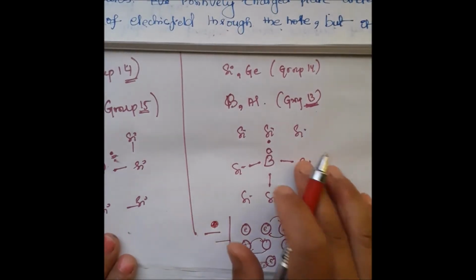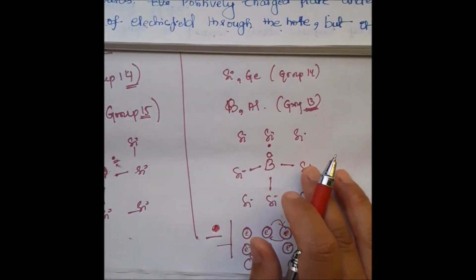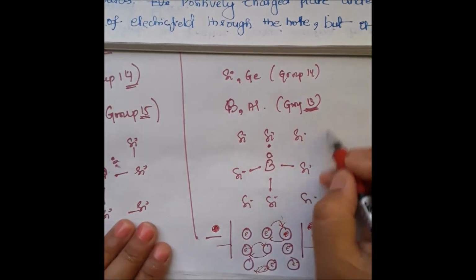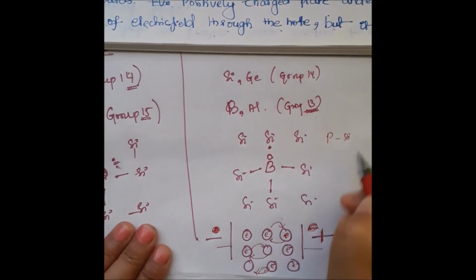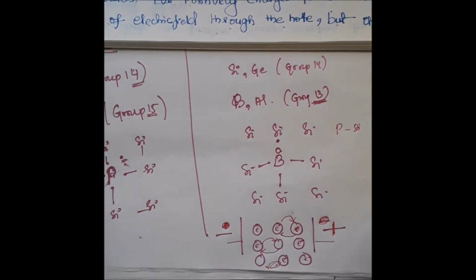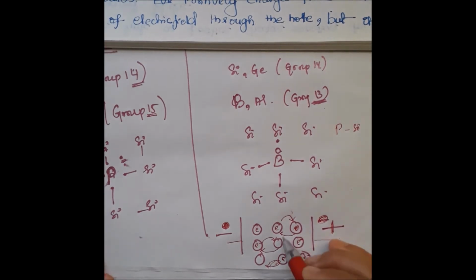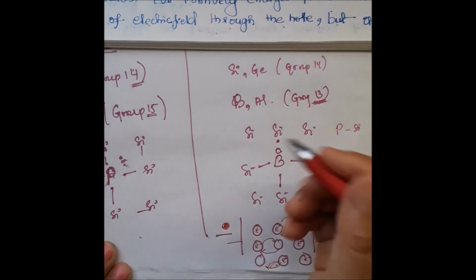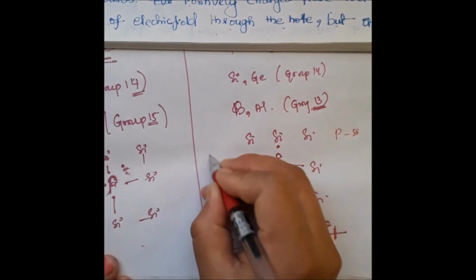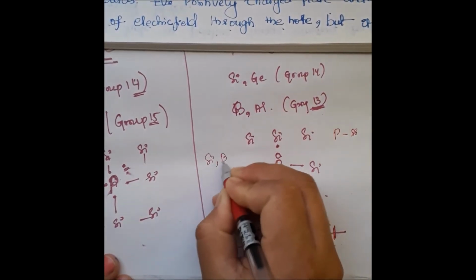So this type of semiconductor is called p-type semiconductor, where p stands for positive, and the conductivity is because of the movement of, or it appears like movement of, the positive holes. An example is silicon doped with boron.